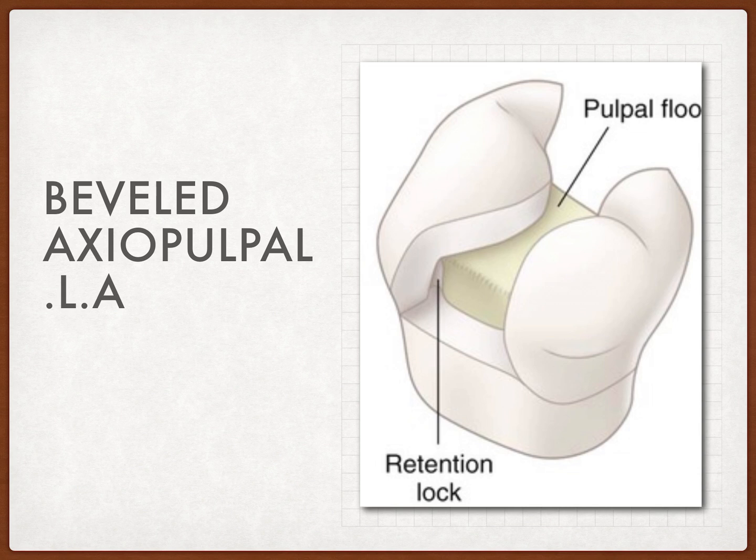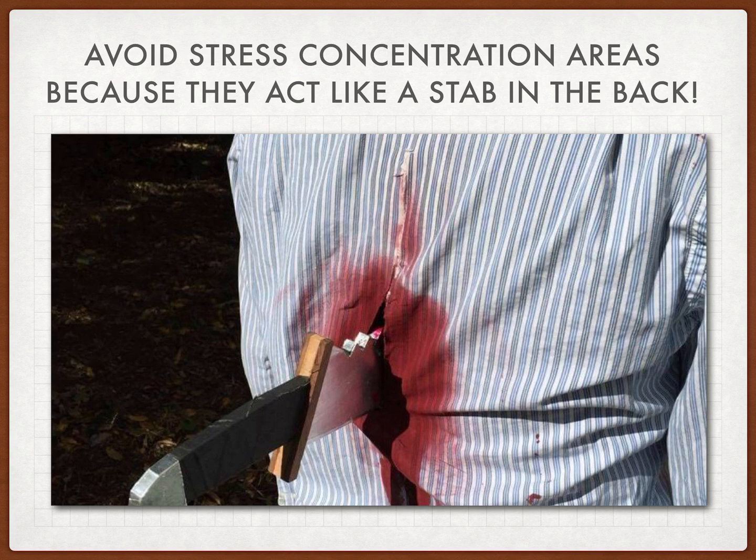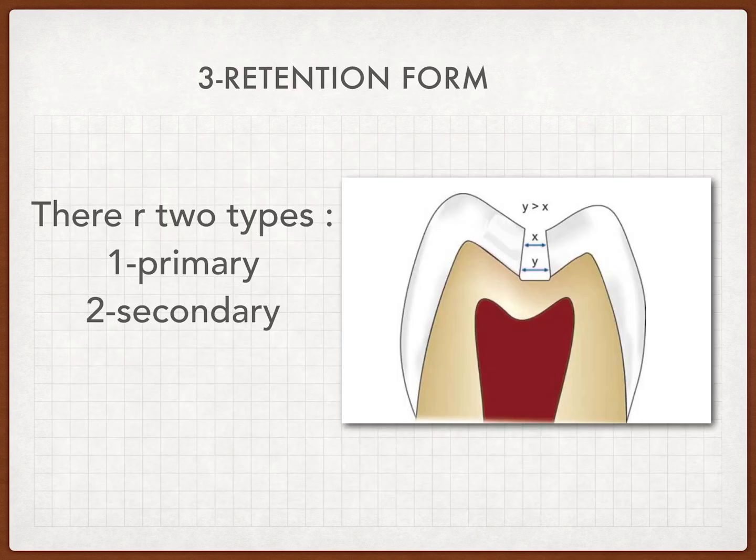And in this picture we can see the beveled axiopulpal line angle. The axiopulpal line angle should always be beveled so that it would not act as a stress concentration area for a class 2 restoration leading to its fracture, because believe me guys, the stress concentration areas always act like a stab in the back of a restoration, so always try to avoid them.